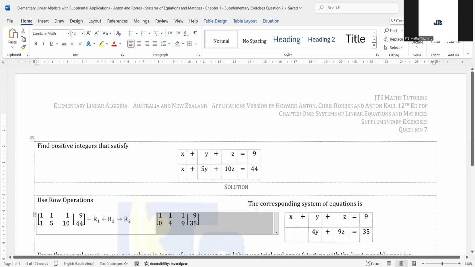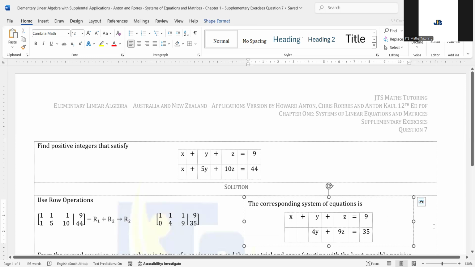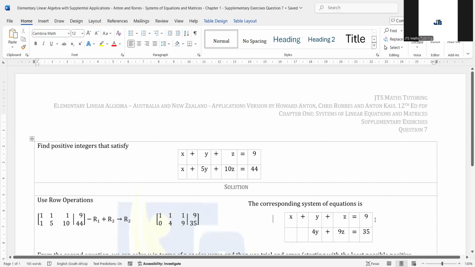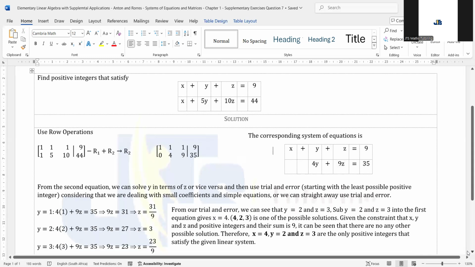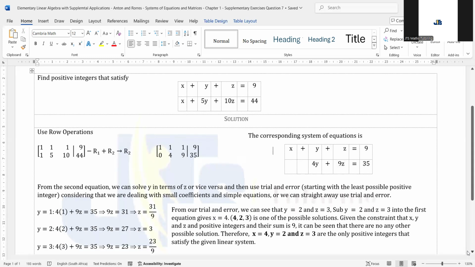So from what I have here, the corresponding system of equations now is x plus y plus z is equal to 9 and 4y plus 9z is equal to 35. From my second equation, I can solve for y in terms of z, or I can solve for z in terms of y, and then use the trial and error method right there. The reason being that I'm dealing with small coefficients and very simple equations here. Or I can straight away use the trial and error method on the second equation without solving for y in terms of z or vice versa.